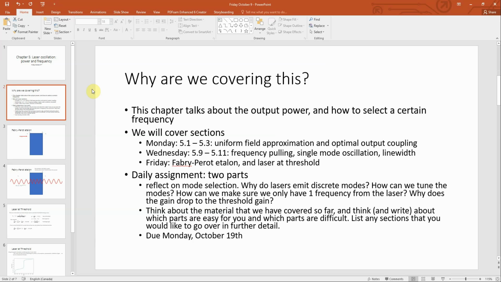The daily assignment that's due on the Monday after reading week is going to be 2 parts, so it's actually worth 2 marks. So I want you to think about what we've done this past week. Why do lasers emit in discrete modes? We've talked about this week. How can we tune these modes? Can we add something to the cavity to tune these modes, or how can we change these modes or these frequencies within the cavity? How do we make sure we only have one frequency from the laser? Why can't we have multiple ones?